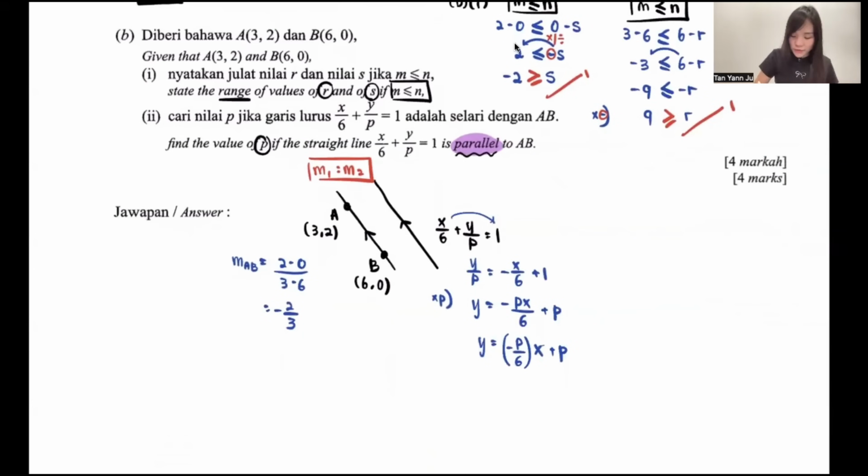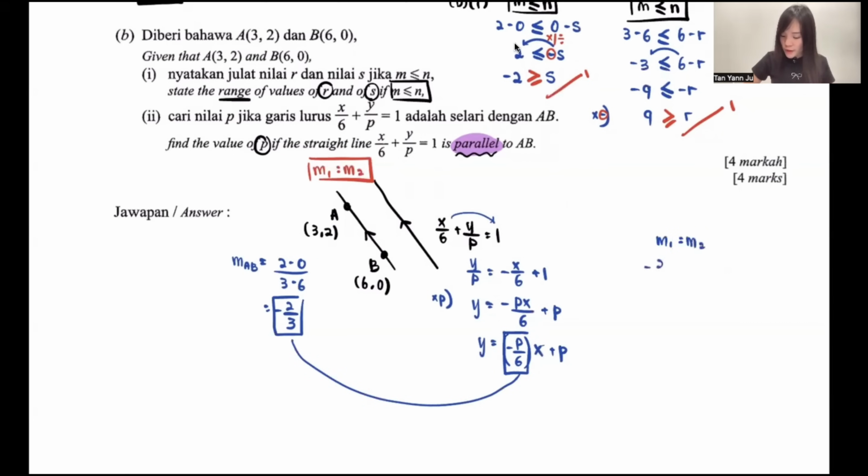So I know the gradient for AB is this. I know the gradient for this straight line is this. So these two gradients should be what? Should be the same because M1 equals M2. So based on M1 equals M2, I know your gradient and my gradient will be the same. So is it negative, negative?